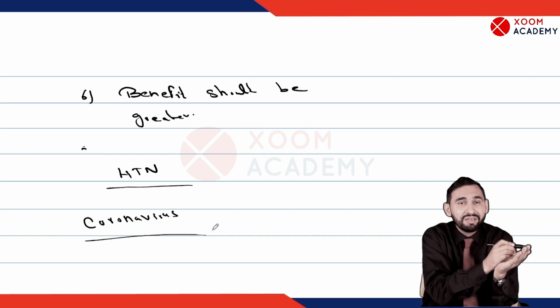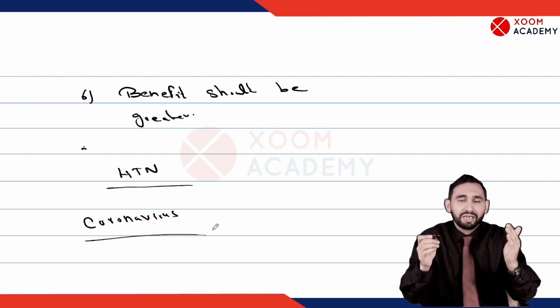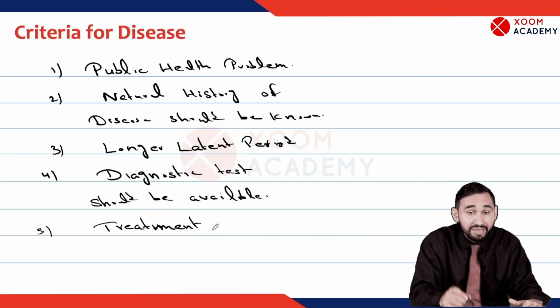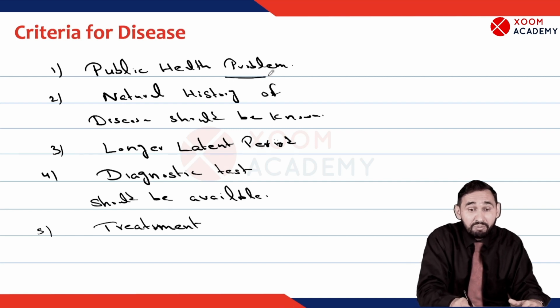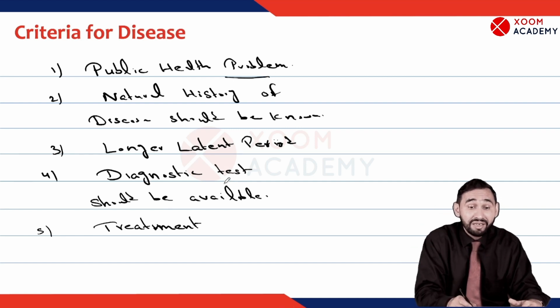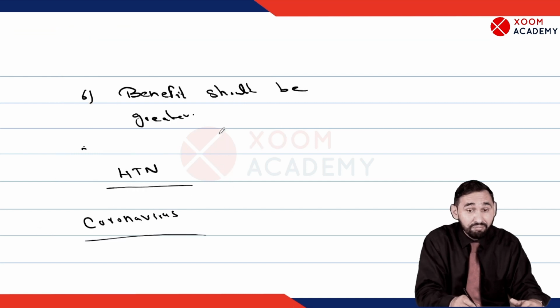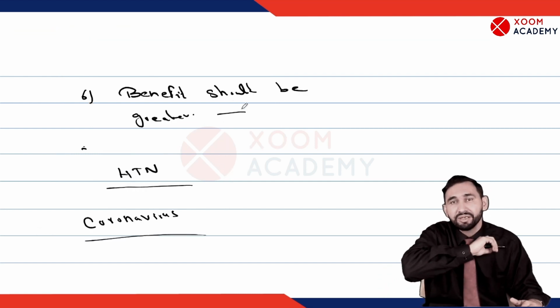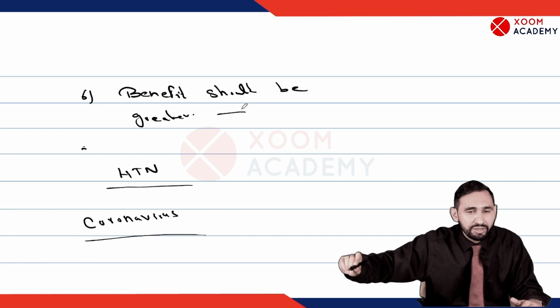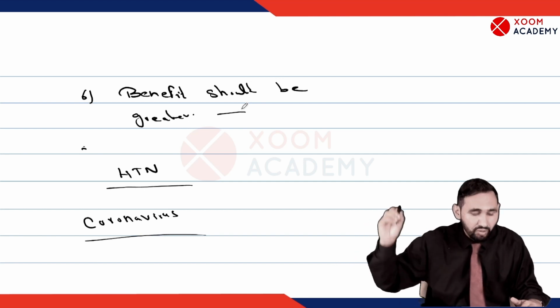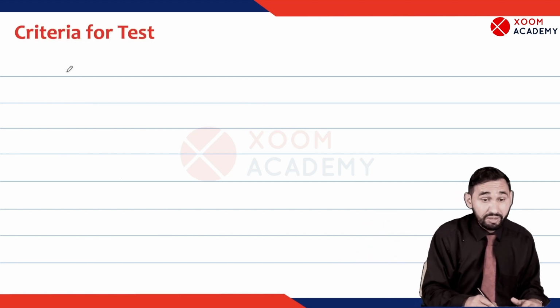So it is not necessary that a disease fulfills the 100% criteria. We have to see the burden. We have to see whether this is a common public health problem or not, and see the diagnosis. And we have to see the benefits. If the benefits are greater, if it is affecting a larger population, we will go for screening. What will be the criteria of a test?